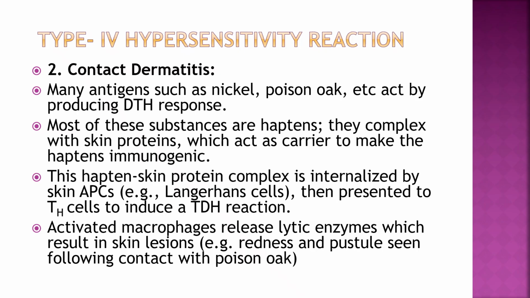For type 4 hypersensitivity reaction, the second example is contact dermatitis. Many antigens such as nickel, poison oak, etc., act by producing a DTH response. Most of these substances are haptens. They complex with skin proteins, which act as carriers to make the haptens immunogenic. This hapten skin protein complex is internalized by skin APCs, that is Langerhans cells, and then presented to TH cells to induce the TDTH reaction. Activated macrophages release lytic enzymes which result in skin lesions. Example: redness and pustules seen following contact with poison oak.